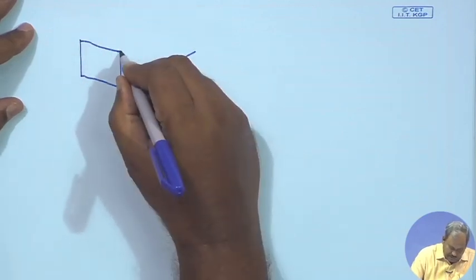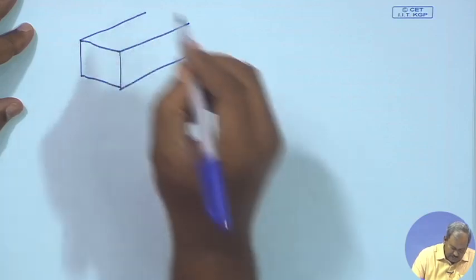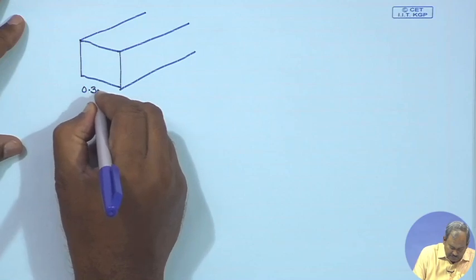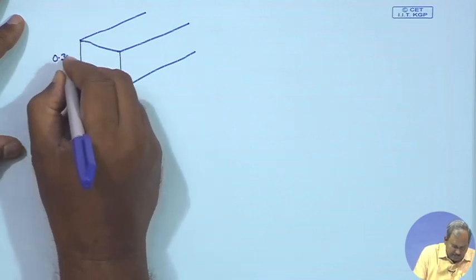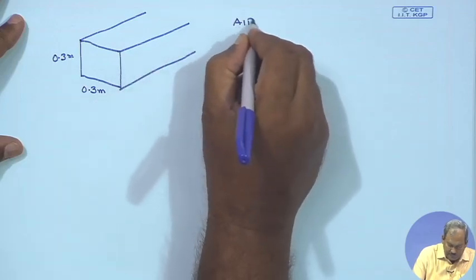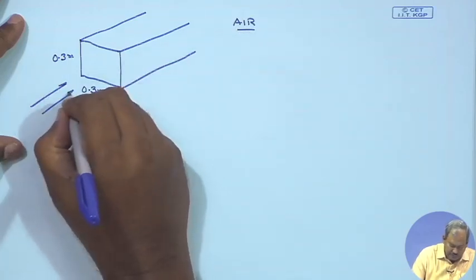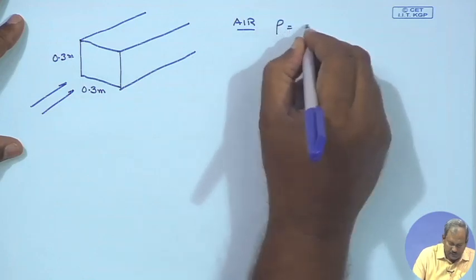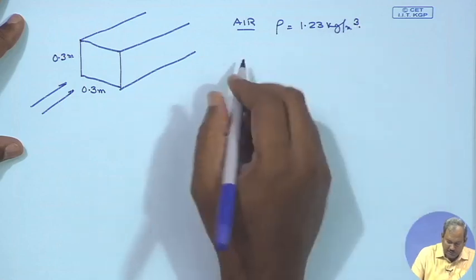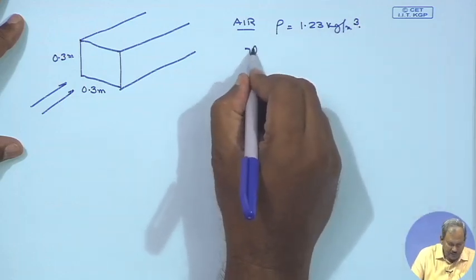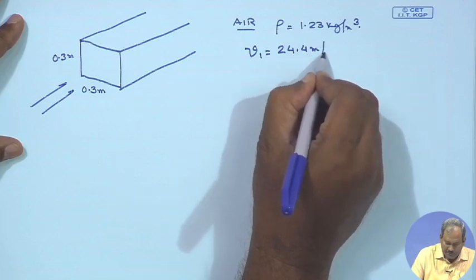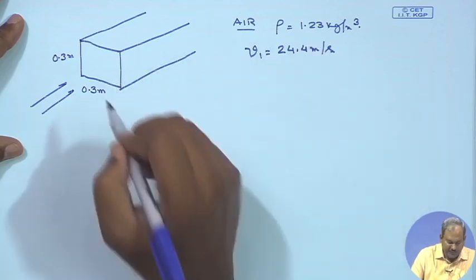So, here I have a square duct and the size of the duct is 0.3 meter, and this is also 0.3 meter. Air is flowing through it. So, air flows through this duct which has a density equal to 1.23 kg per meter cube. The velocity V1 is going to be equal to 24.4 meter per second at the beginning of this section.